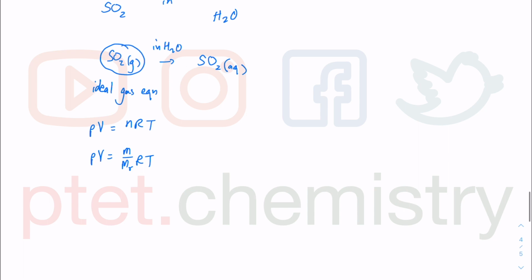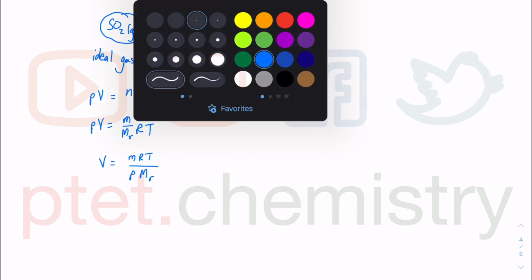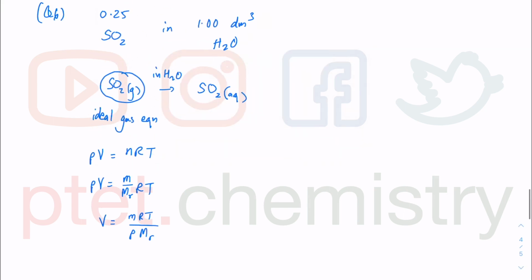I would say always find out the subject. You want the volume of gas here, so V equals mRT over P times Mr. Just like that, on the side, think about each of these. This belongs to the mass of gas in gram, molar gas constant, temperature of the gas in Kelvin, pressure of the gas in Pascal or Newton per meter square, Mr of the gas in gram per mole. So look at the data on the side.